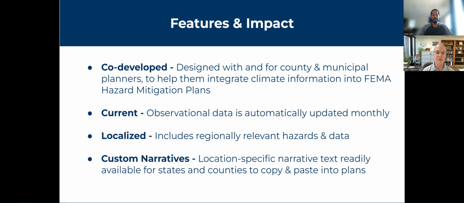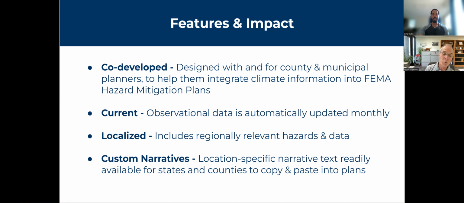There are a few features of CHaMP that we think will make it particularly useful. First, scientists worked with local partners across multiple regions and sectors to design and implement the process. The CHaMP was designed with FEMA hazard mitigation plans in mind, although the information can be used for any types of plans needing climate information. Second, the data in CHaMP is linked to databases that are regularly updated. So the data in CHaMP is current and will remain updated over time.